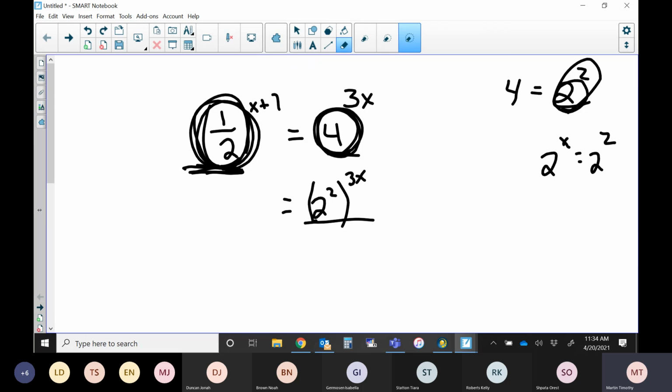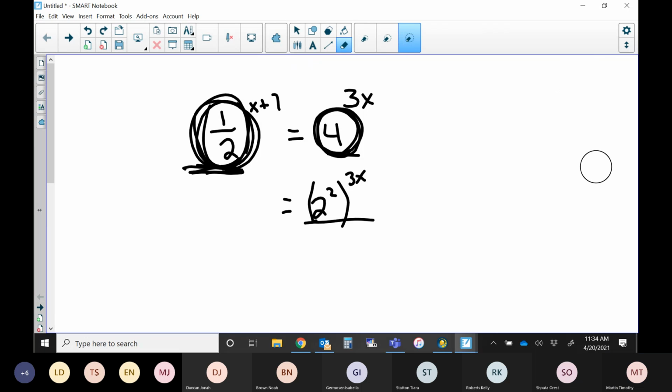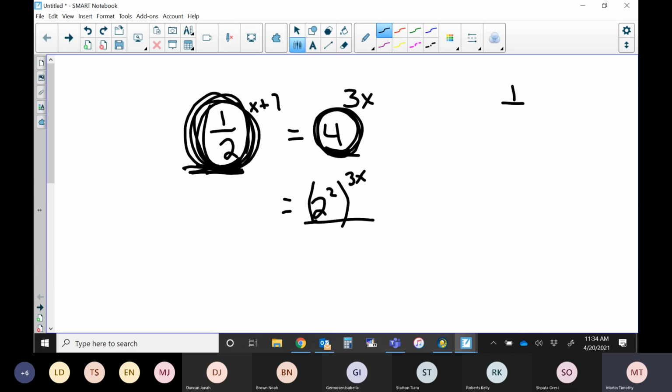I have done nothing to that side. That is the same exact thing. The only thing I did was I changed the way the 4 looked. I made it 2 squared. Do the same thing here. What could you do to a 1/2? What can we do to a 1/2 to maybe make it to where it's 2 to some power?